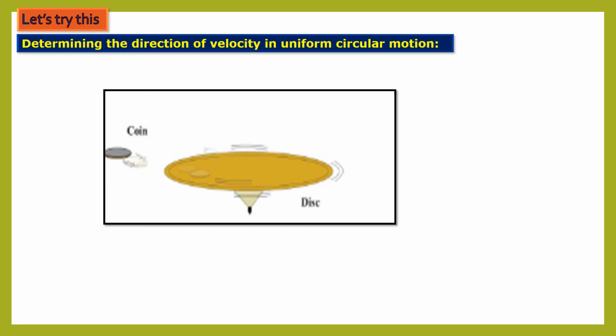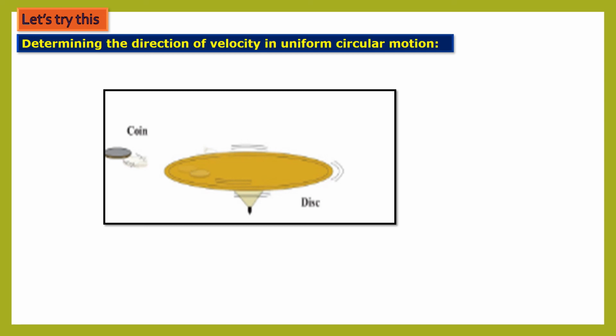Now let us do one activity, children: determining the direction of velocity in uniform circular motion. For this we take one circular disc and a 5 rupee coin. Put the 5 rupee coin at a point along the edge of the disc. Then make the disc move around its axis by putting a pin through it. When the disc is moved at a higher speed, the coin will be thrown off. Then note the observation of the direction in which it is thrown off.